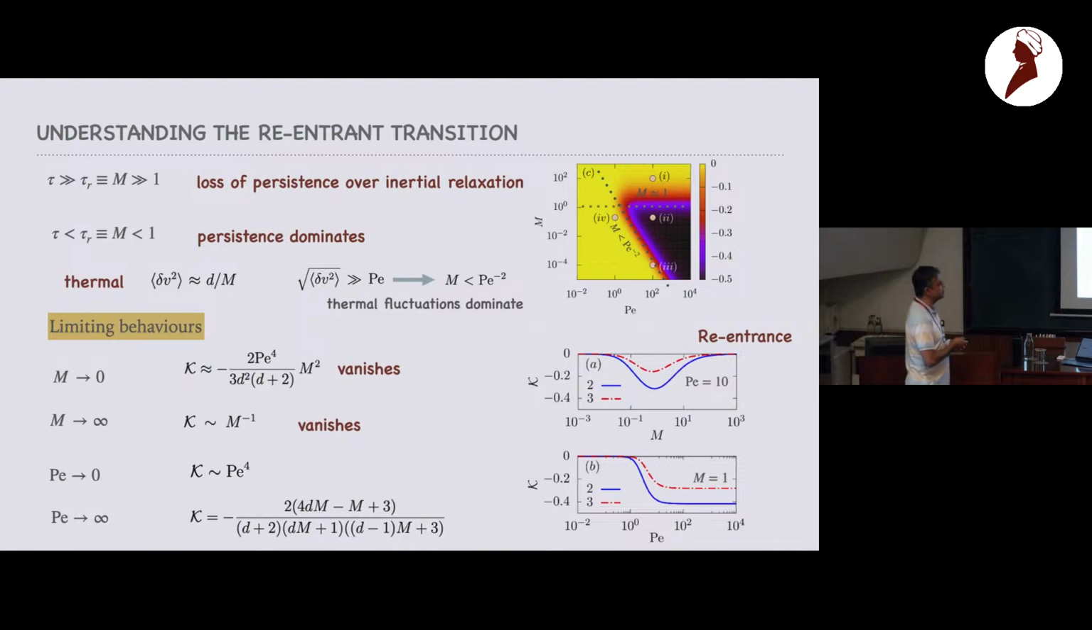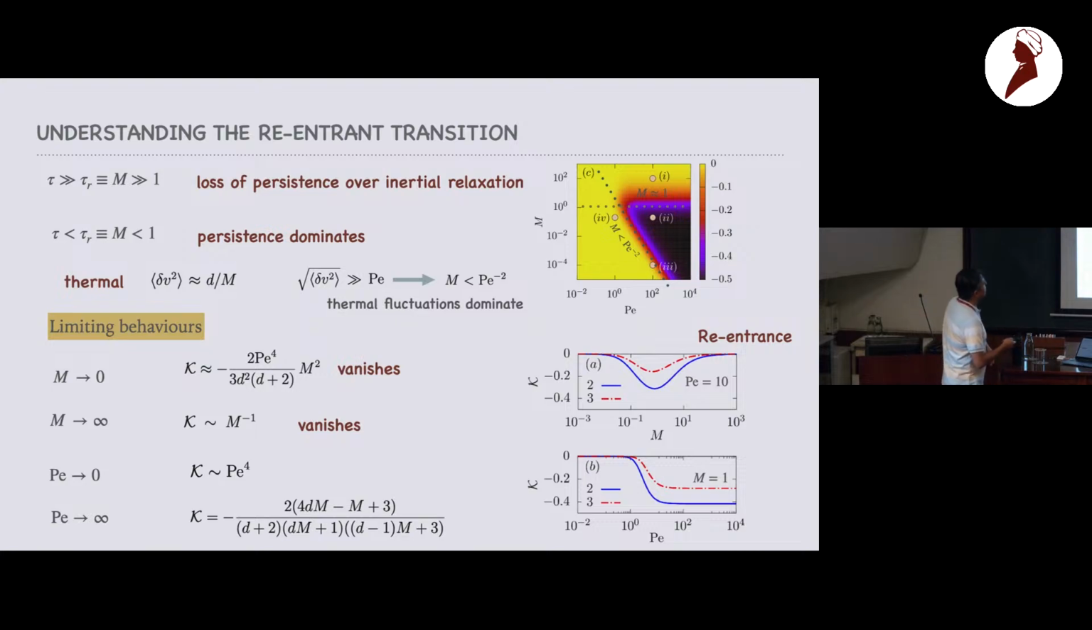So what happens at large M? If I look at very large M values, what happens is that over the inertial time scale, the memory of persistence is lost. So there is an inertial recoil time scale over which the persistence memory is lost, and of course the system will then look like an equilibrium system because you can ignore persistence. So that's what happens here. This part is basically equilibrium-like.